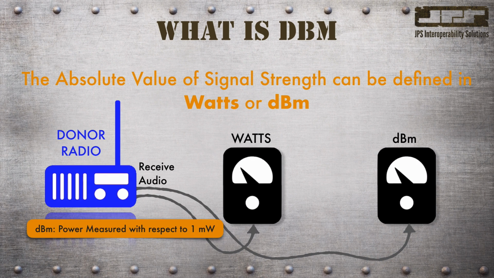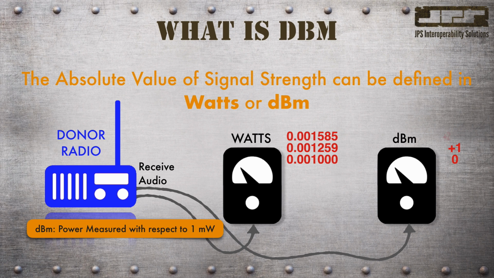For example, if we were to measure the receive audio output of a receiving donor radio with a power meter and the meter read 0 dBm, the equivalent power in watts is 1 milliwatt. If we increase the receive audio output by 1 dB, where 1 dB or 1 decibel is the relative increase or decrease of power in dBm, the resulting absolute output power will be 1 dBm or 1.259 milliwatts. That was a 1 decibel or 1 dB step.